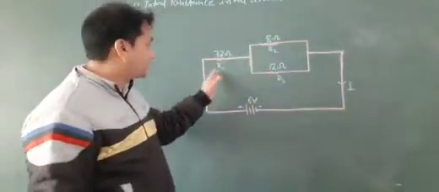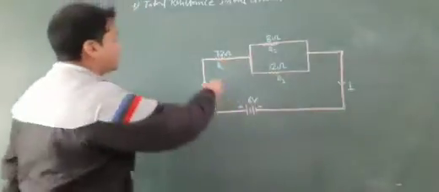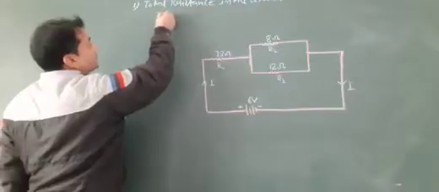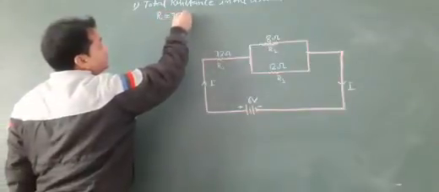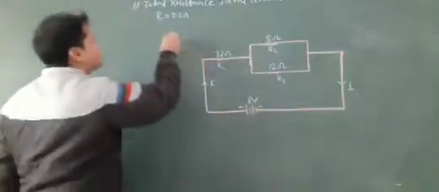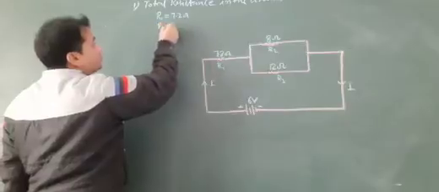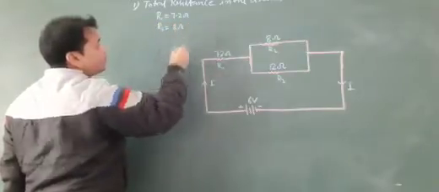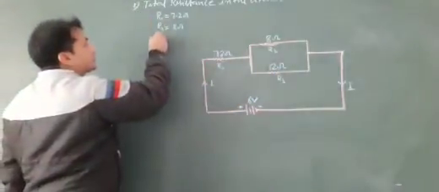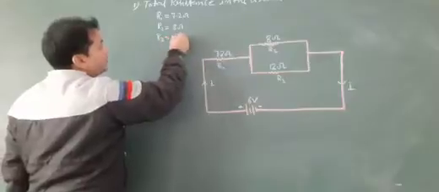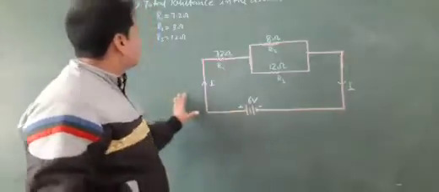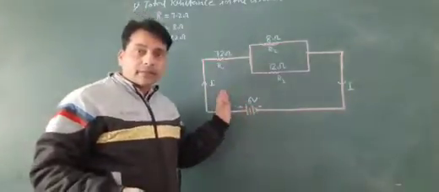The value of R1 is given here, R1 equal to 7.2 ohms. The value of R2 is given here, 8 ohms, and the value of R3 is given here, 12 ohms, R3 equal to 12 ohms. So the first question: total resistance in the circuit.